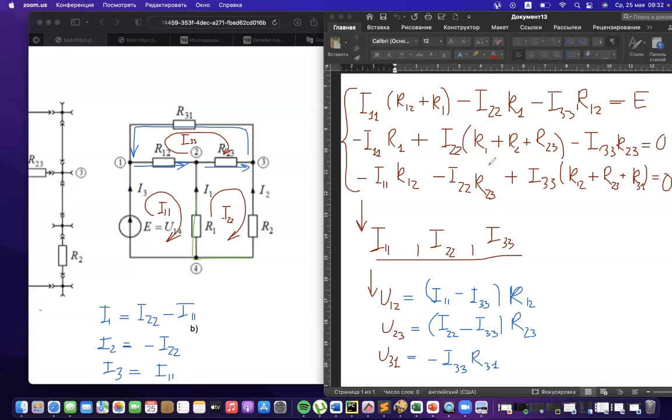Should I put the numbers? Should I show you how to solve this system, for example, in matrix form? Or you could do these steps by yourself? How do you feel?